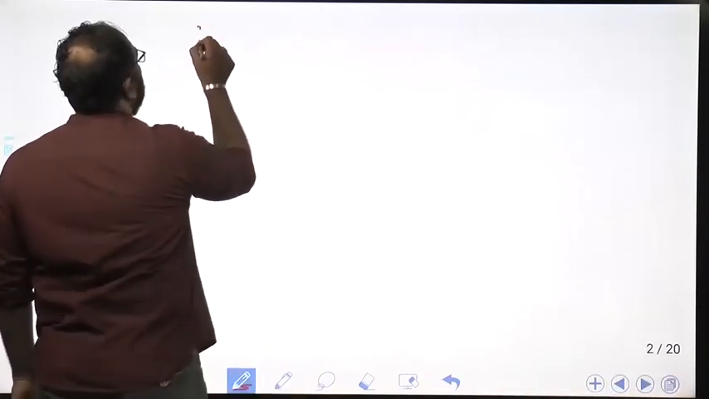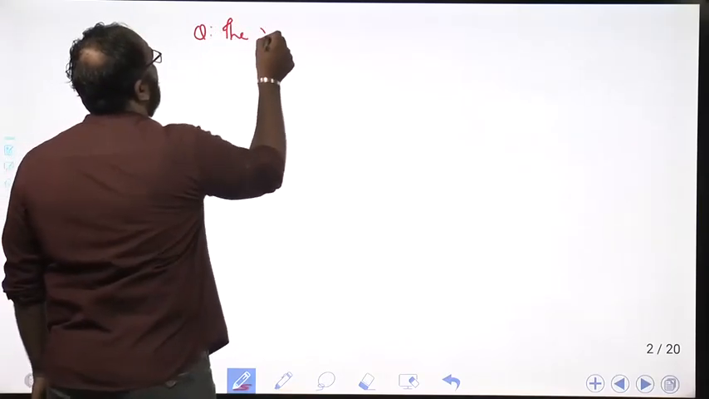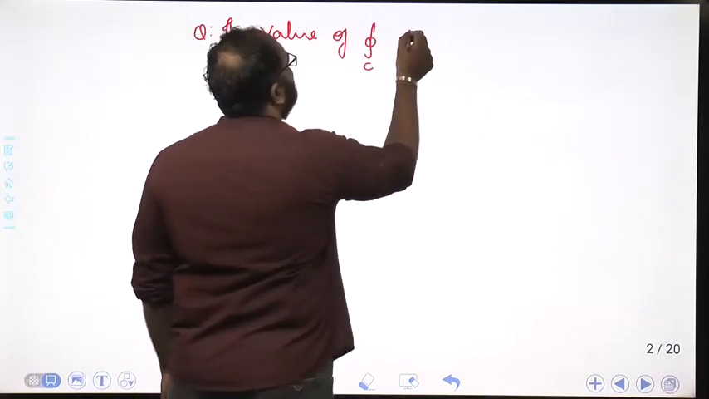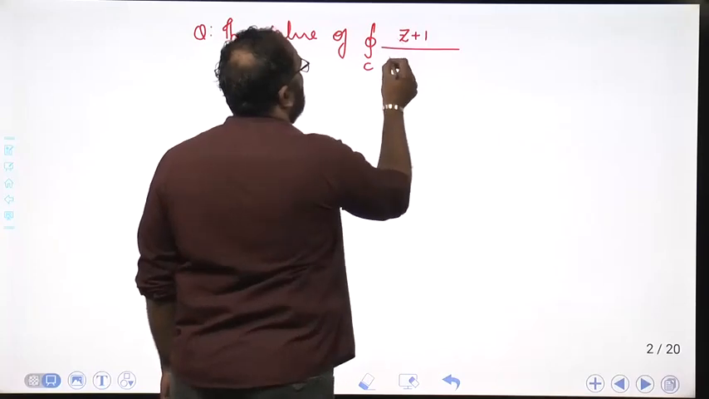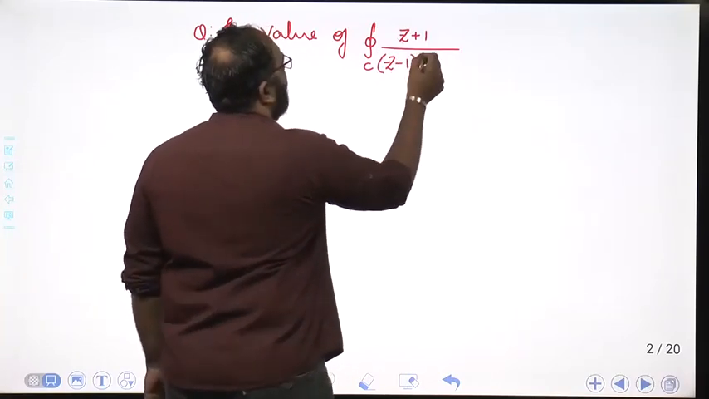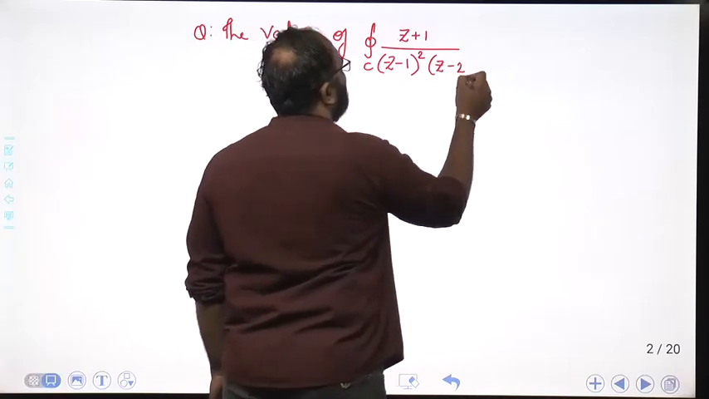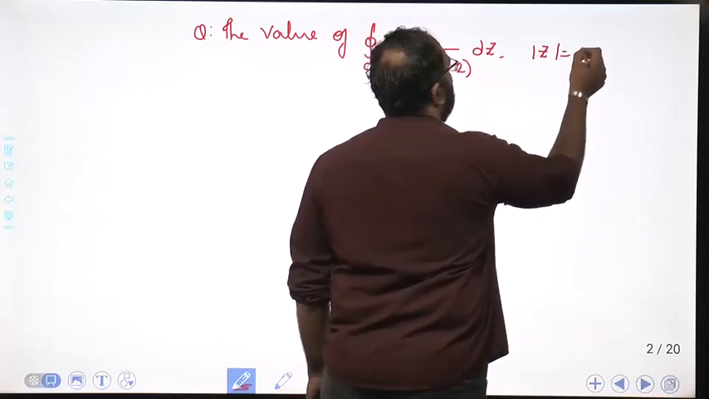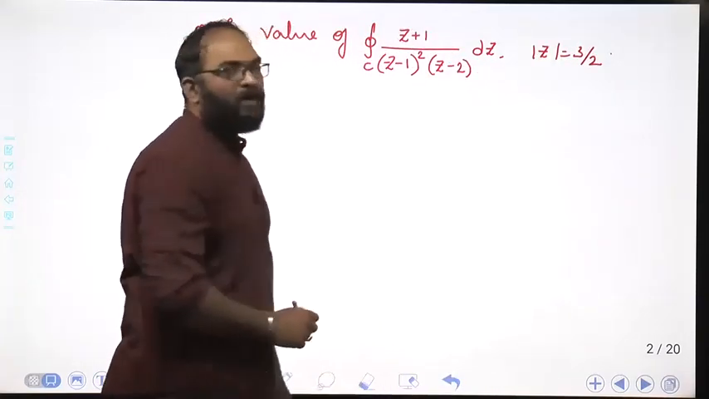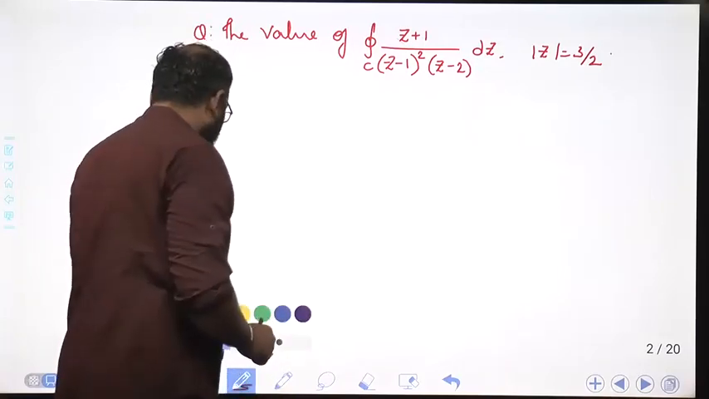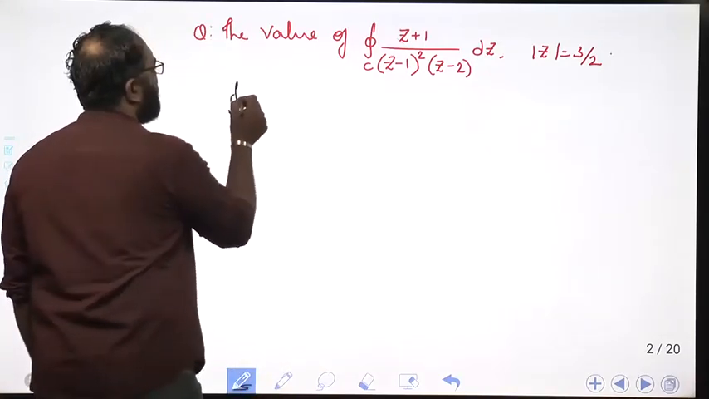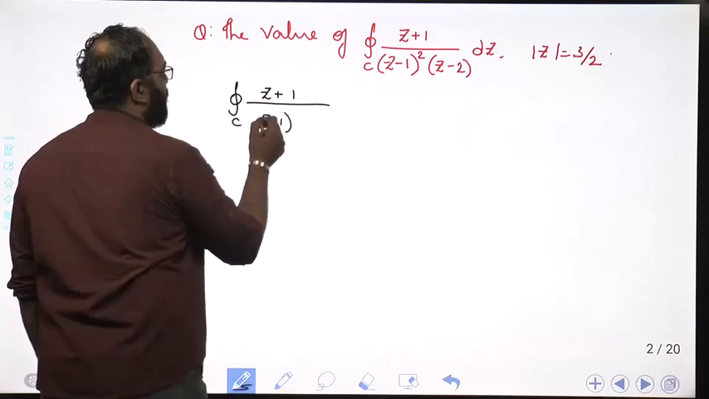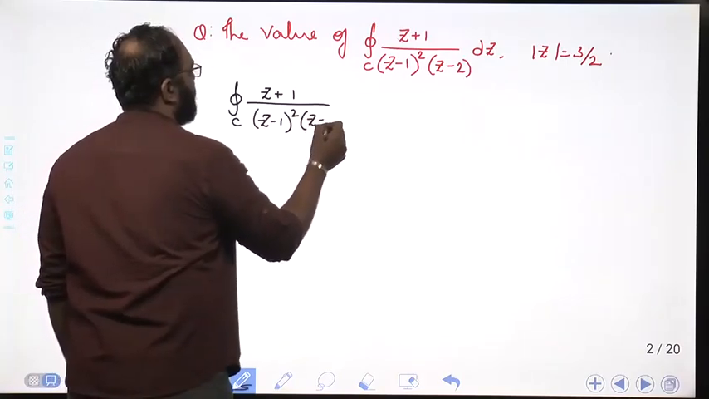Say the question is: find the value of the integral over C of z plus 1 by z minus 1 whole square into z minus 2 dz, where C is the circle mod z equals 3 by 2. So now, what is given? The integral over C of z plus 1 by z minus 1 whole square into z minus 2 dz, right?